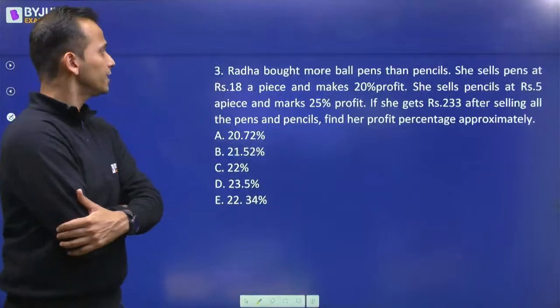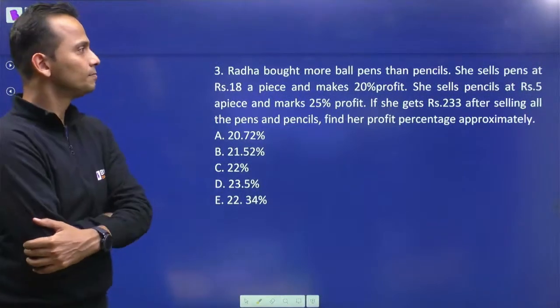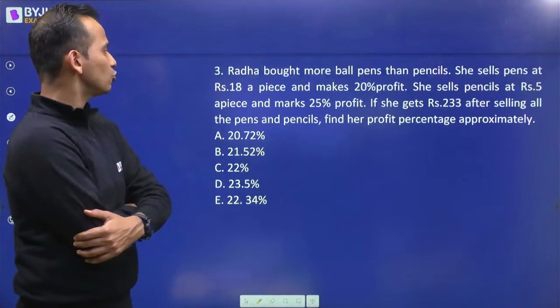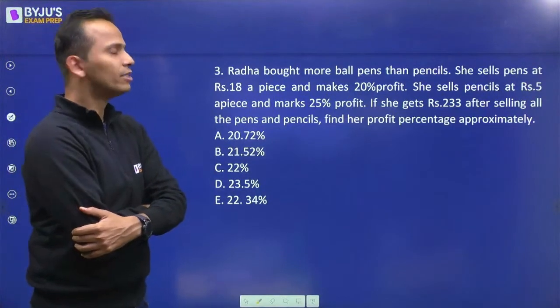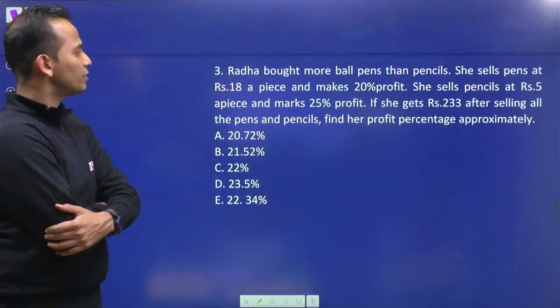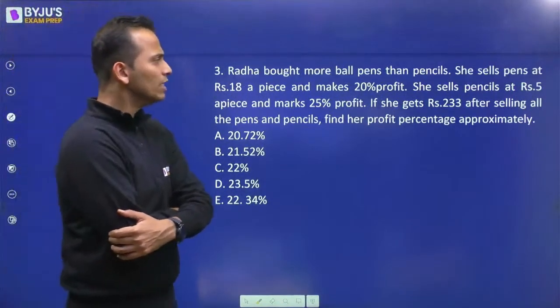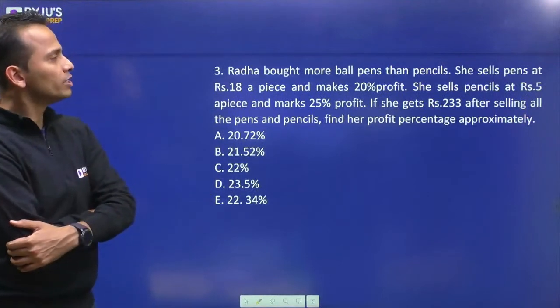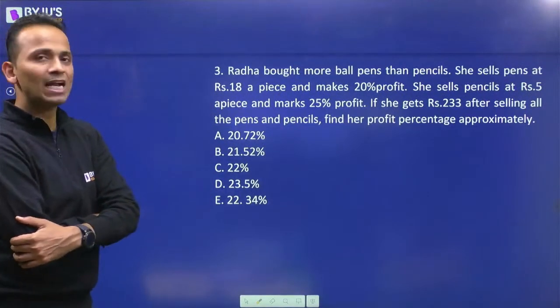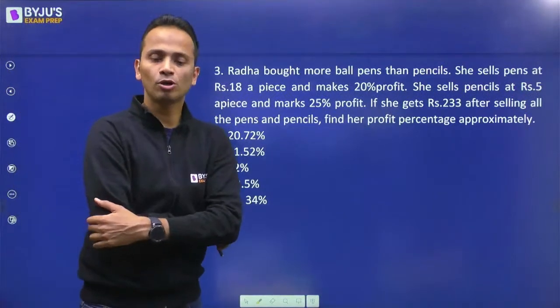So reading the question, it says, Radha bought more ball pens than pencils. She sells pens at rupees 18 a piece and makes 20% profit. She sells pencils at rupees 5 a piece and makes 25% profit. If she gets rupees 233 after selling all the pens and pencils, then find her profit percentage approximately.